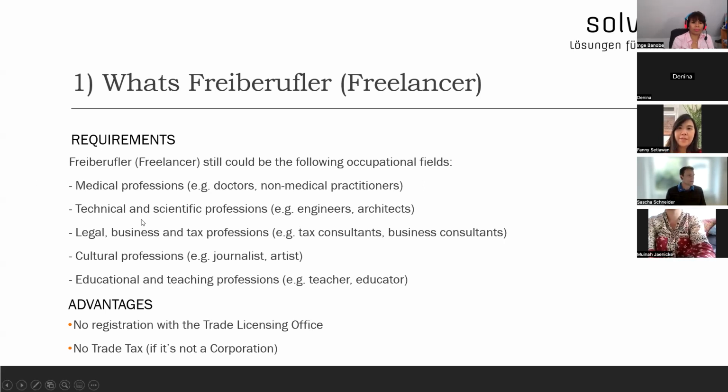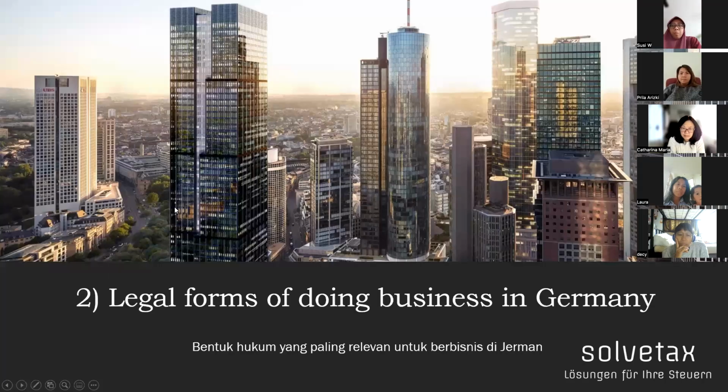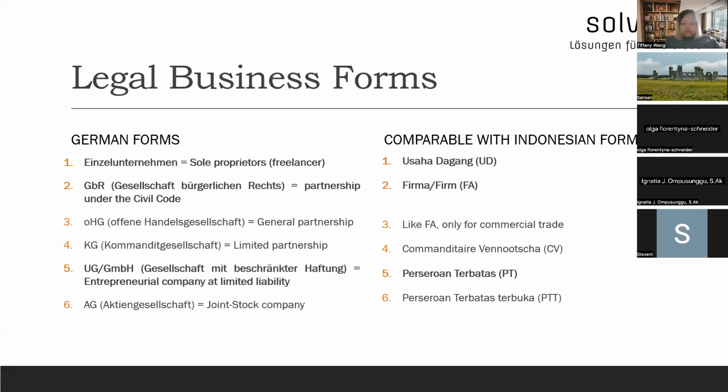All right. So, the next part, we will still talk about the legal forms. As you can see on the left side, it's the German words and the English words, and I tried to find the comparable forms in Indonesia. So, as you can see, we have 6 different legal forms. The most important one would be the first one and this one. So we'll focus on that.